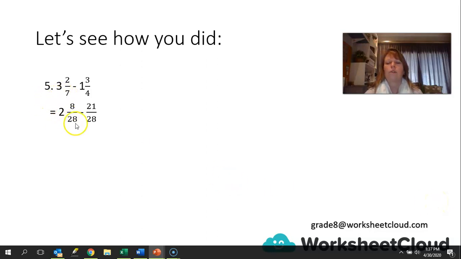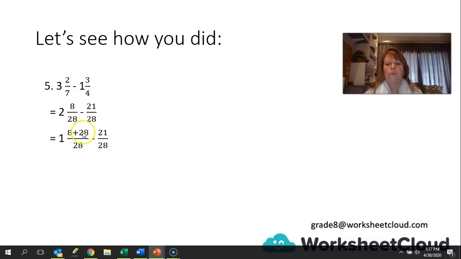So 7 times 4 is 28. 2 times 4 is 8. See, have a look there. 4 times 7 is 28. 7 times 3 is 21. Can you see what I did? I took the denominator from the second one, times it by the numerator of the first one, so it's almost cross multiplying. Okay, now I have got the same denominators, but I can't subtract because I need to borrow.